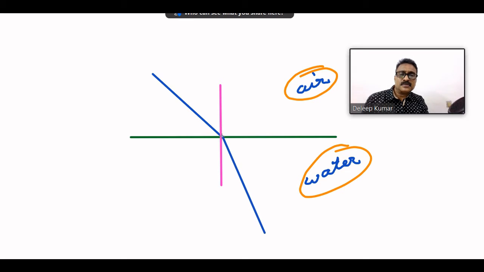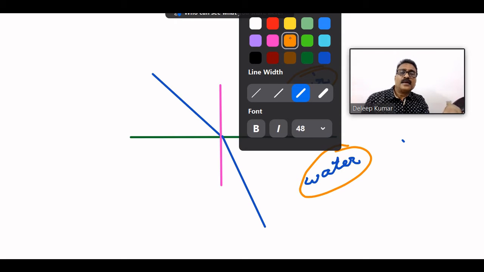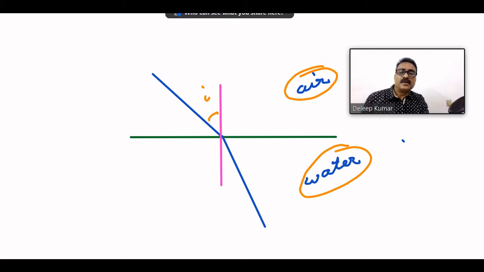But you know that it travels from air to water, that means from a rarer to a denser medium, and the angle of incidence is i here, and r is here. The angle r is less than angle i, because this ray bends towards the normal. So this is the diagram for that. When light travels from a rarer to a denser medium, I think that's clear.